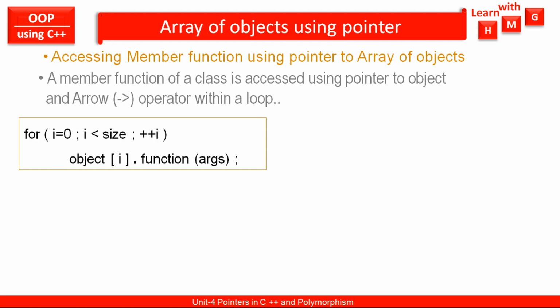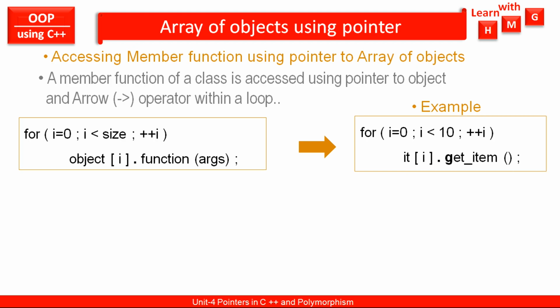The same thing can be done now using pointer like this. Here the example of conventional array of objects is mentioned. For i equal to 0, i less than 10, ++i, my loop is set for 10 iterations, and it will vary the index from 0 to 9, and it of i dot get item. So the get item function is called by it of i, that is the object element, and it will be called 10 times, so like this the get item function will be called for every object element of an array of objects.